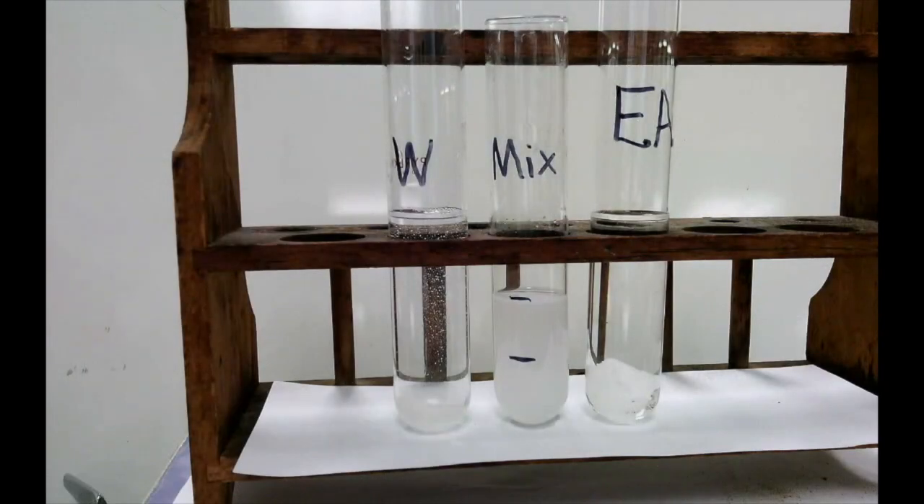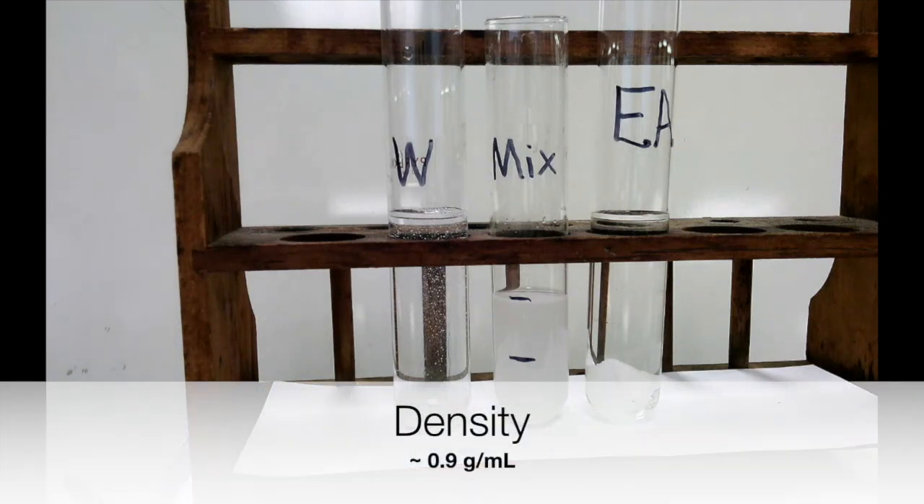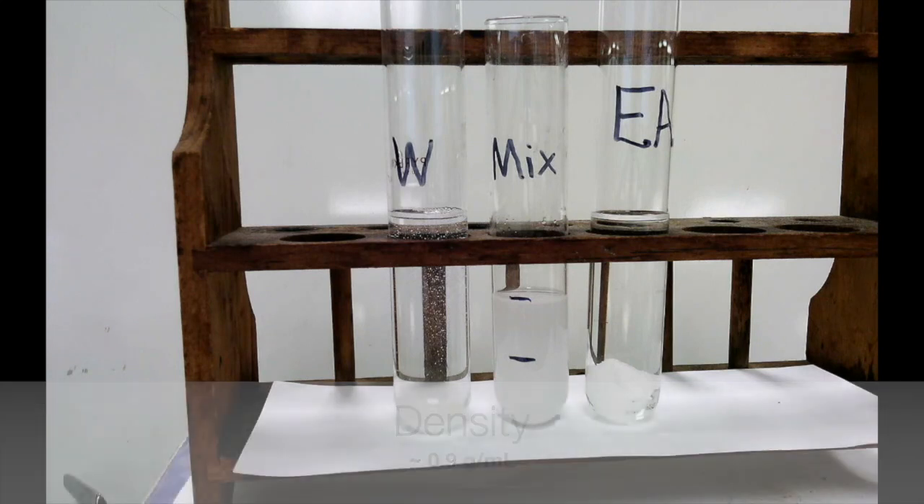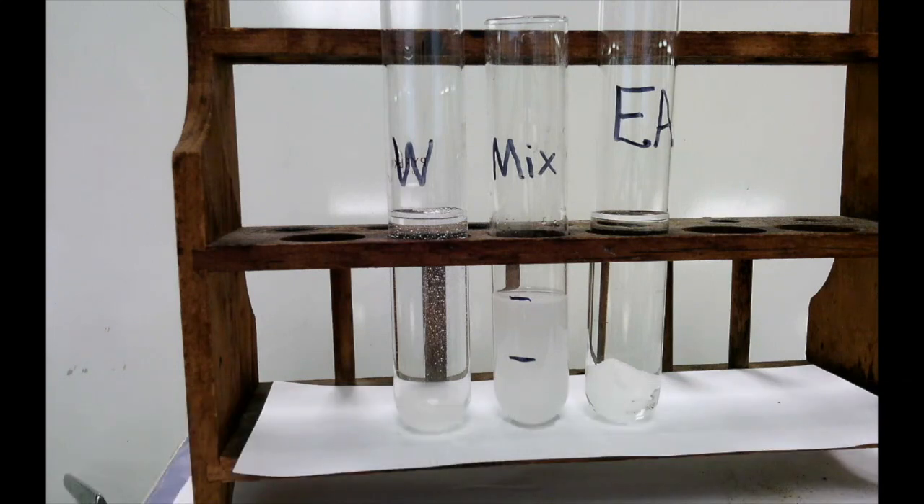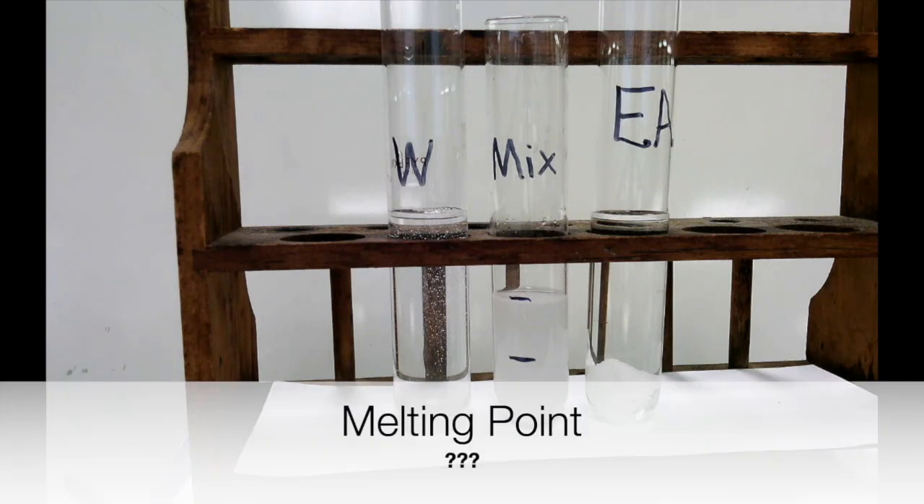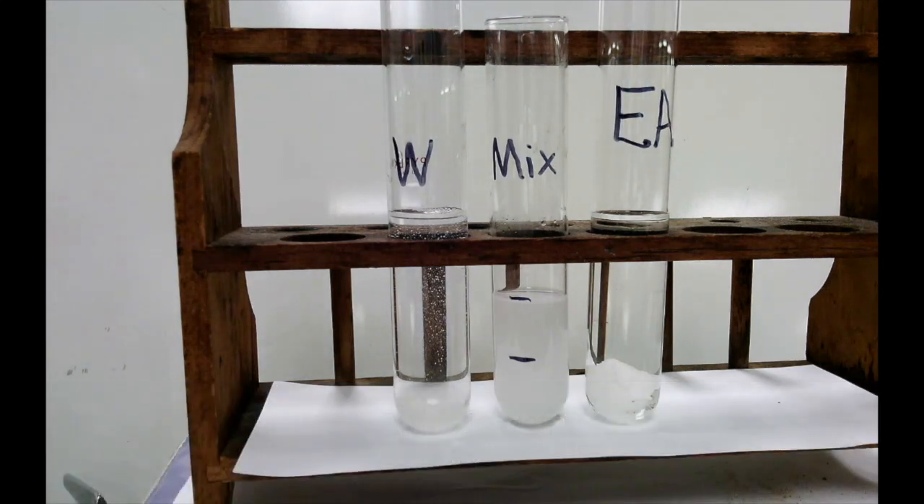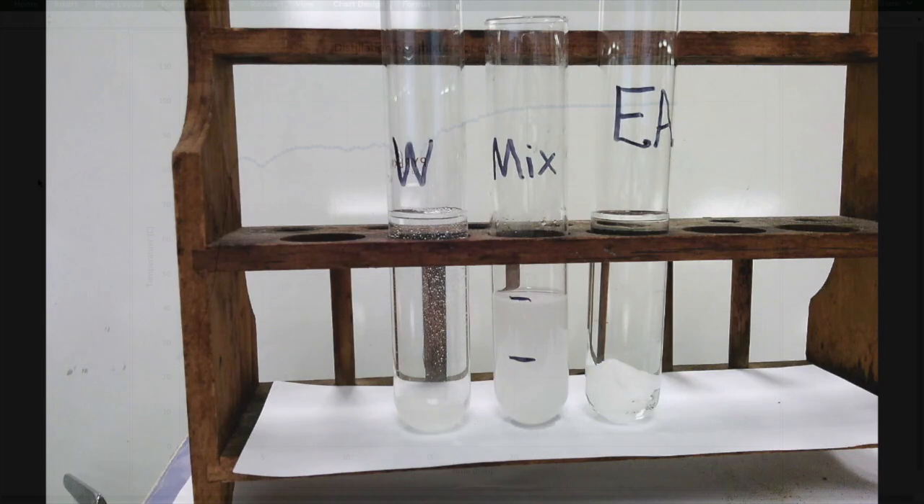The next property that we want to look at is density. The density of the mixture is likely about 0.9, right in between the density of the two other substances. Melting point would be a hard one to test because we can't get it cold enough to deal with ethanol. But we could test for the boiling point of the mixture by doing a distillation. So what I'm going to show you next is the temperature time data for that distillation.